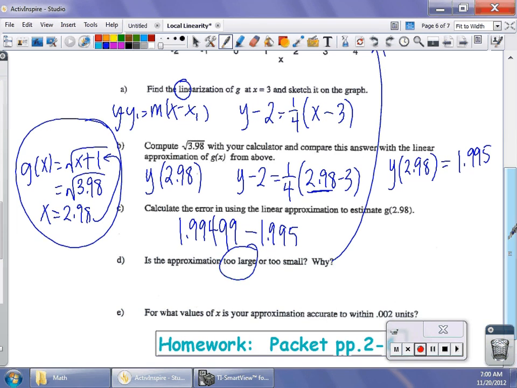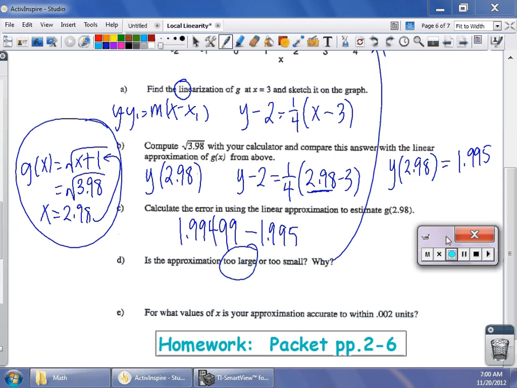Now if you're in my class, I want you to go ahead and finish the pages in this packet. It won't take you very long if you understand this concept. Revisit the video as needed.